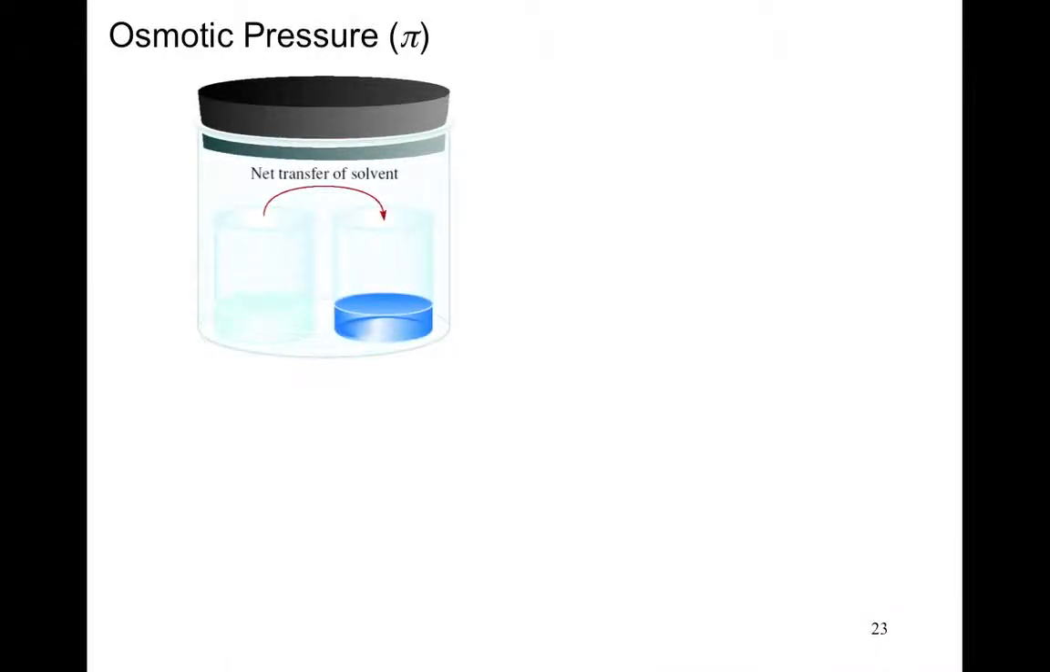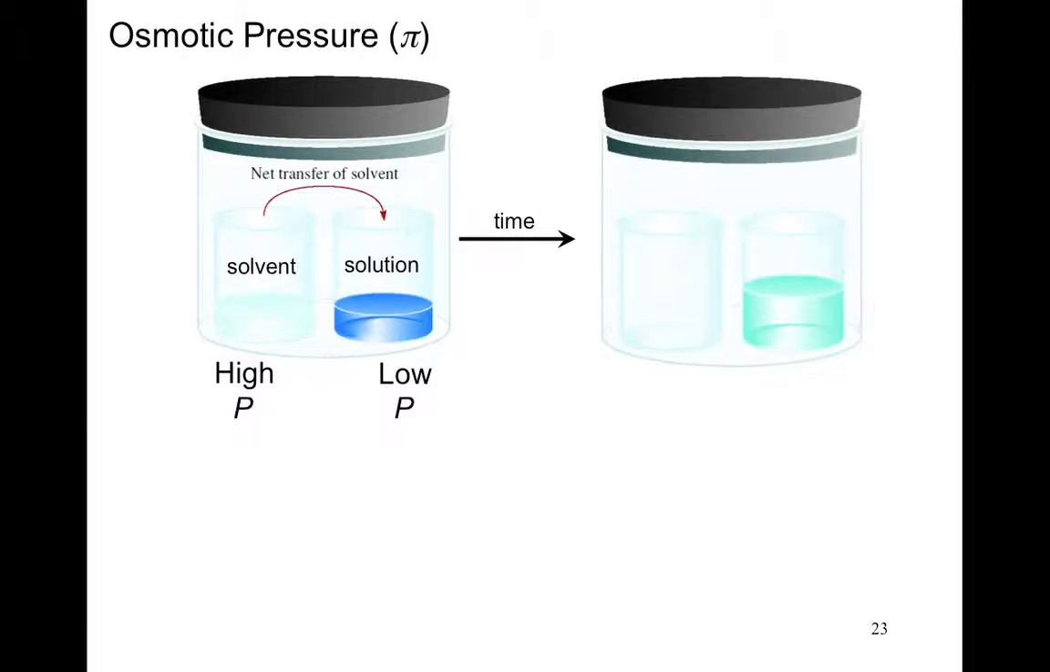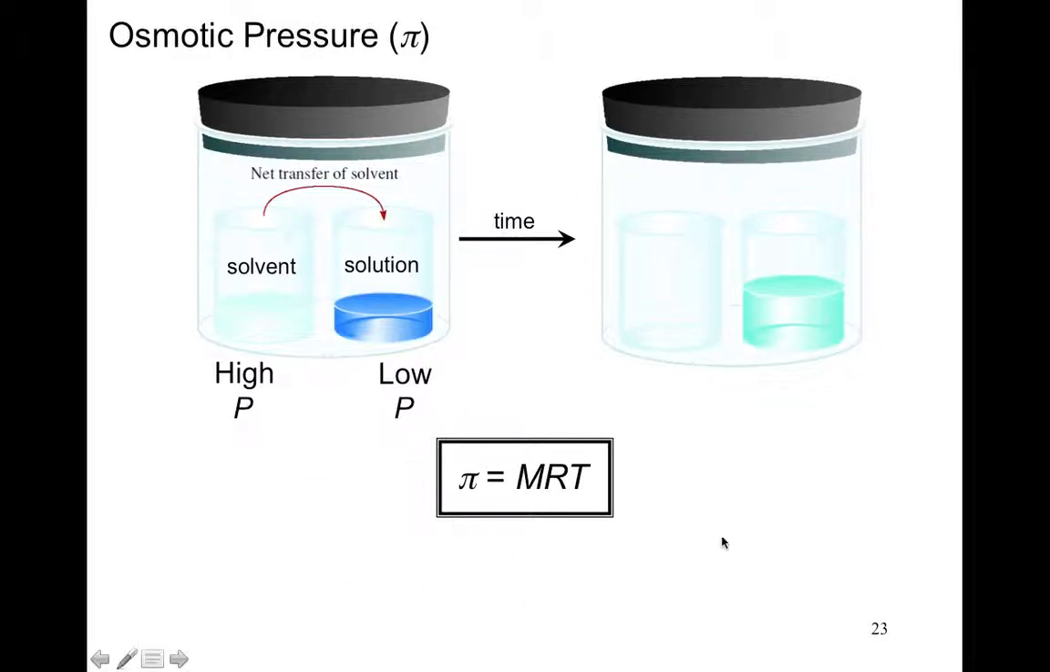So osmotic pressure, or pi, is going to be moving from high pressure to low pressure, the solvent to the solution from the last diagram that we showed there. Over time, it would look something more like this. And so we have the solution to this problem: pi equals MRT. That's the formula for osmotic pressure.